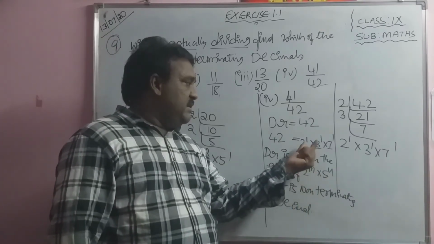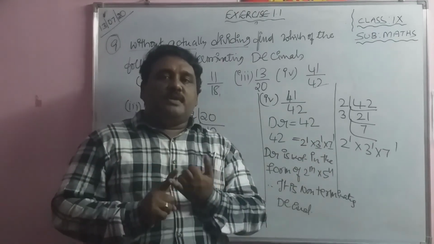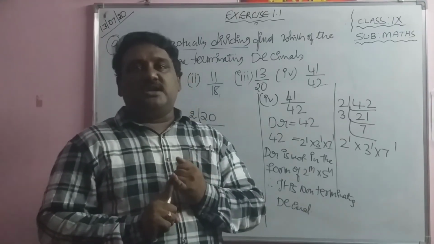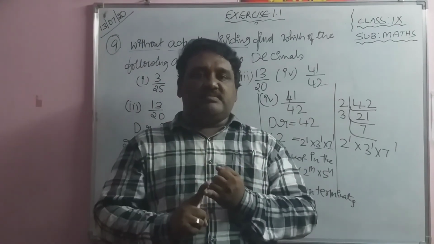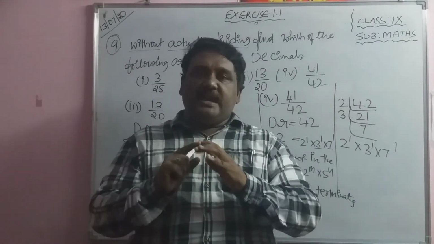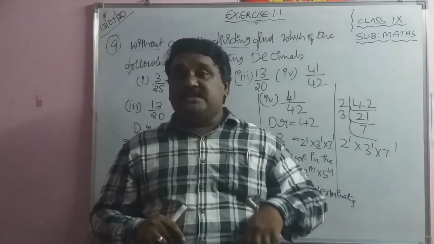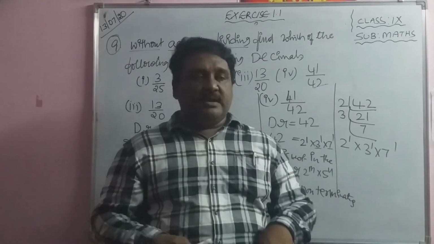3 not okay, 7 not okay. So denominator contains only 2, it is a terminating decimal. Only 5, it is a terminating decimal. Both 2 and 5, it is a terminating decimal. Otherwise, it is non-terminating decimal.